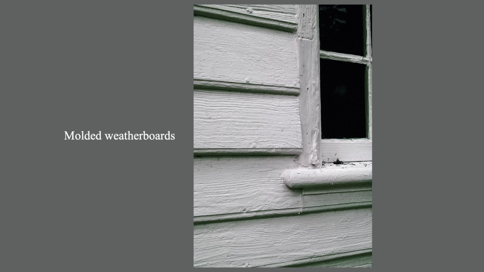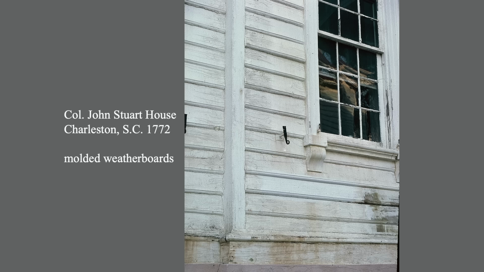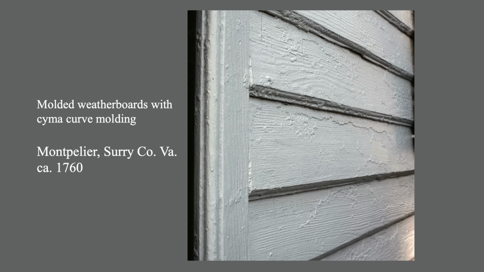Sometimes weatherboards were planed with a quarter-round molding on their bottom edges. They are termed molded weatherboards. Note how the molding is carried along the bottom of the windowsill here. And we see a bold display of molded weatherboards on Charleston's John Stewart House. Cypress was the preferred wood for South Carolina weatherboards. A more refined treatment for weatherboards consisted of molding or planing the bottom edge with a cyma curve, a subtle, elegant touch.